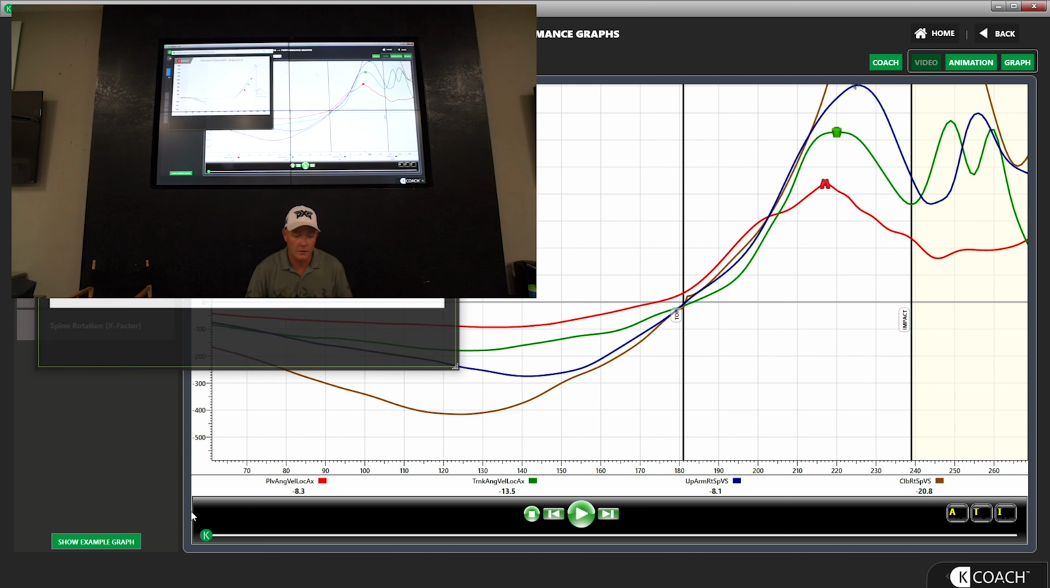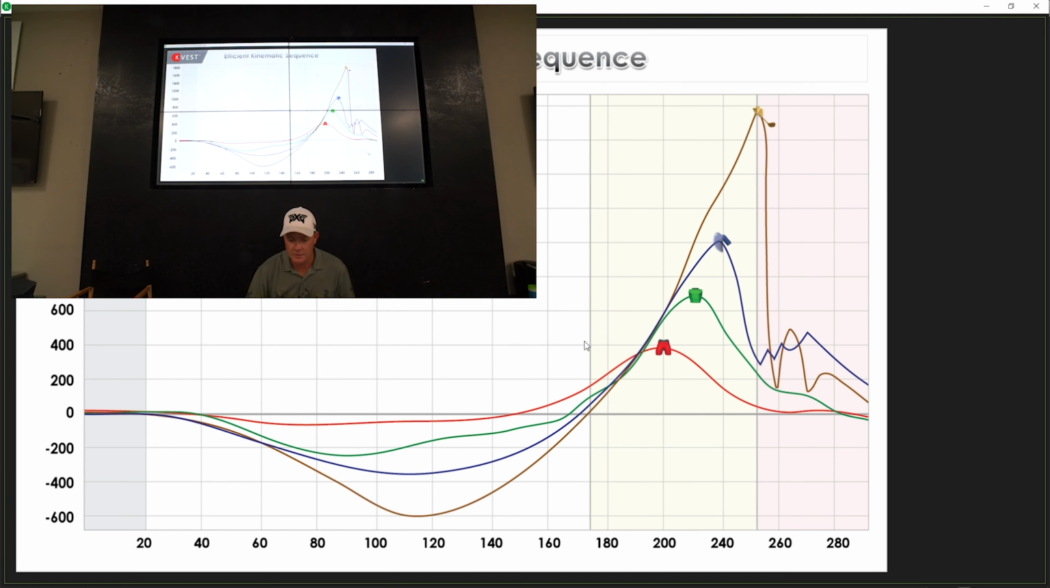Let's compare it to this elite sequence. As we look in here, we see again that the lower body goes first. We see a pretty good gap, and now we see that proximal to distal pattern that is a real hallmark of efficiency. This is how to get the most power in with the least amount of effort. So we see the upper body goes second, the arm goes third, and the club comes out last.